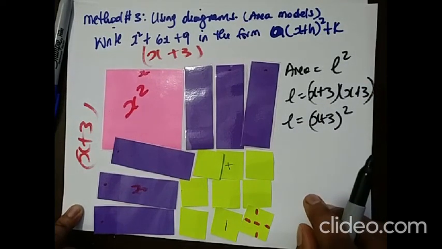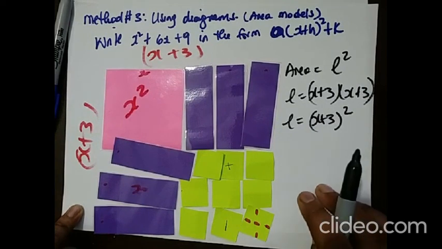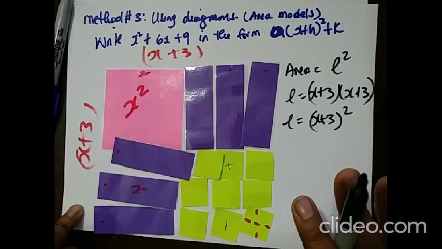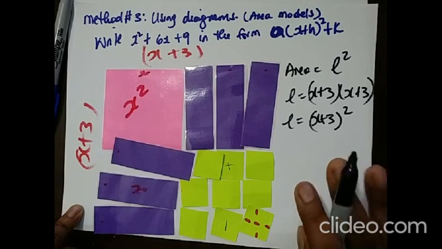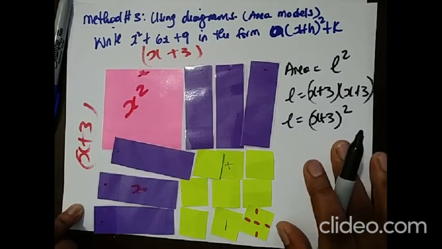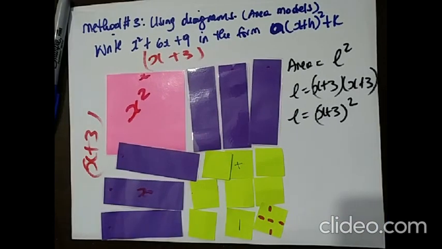In our next video, we're going to look at completing the square. We're going to look at using all three methods where the coefficient of our x squared is not equal to 1.